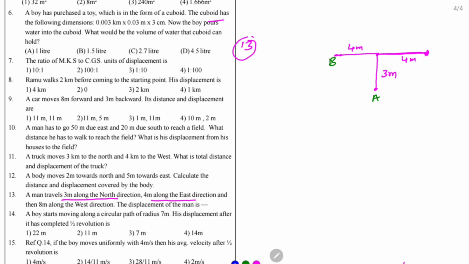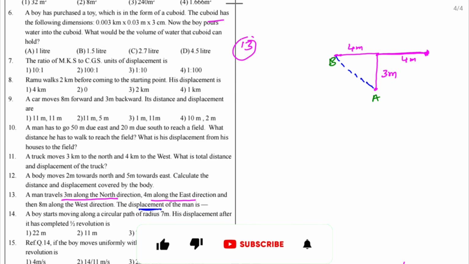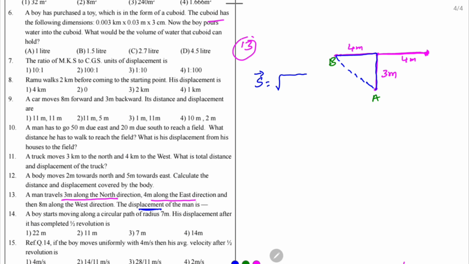Right. What we have to find here: what is the displacement of the man? Very simple. Displacement, as I said, is the shortest distance between the initial point and the final point. Here AB is the displacement. So it is a right angle triangle again, and AB is the hypotenuse. So the displacement value is square root of leg 1, 4 squared, plus leg 2, 3 squared, which is root 16 plus 9, which is square root of 25, which is 5 meters. Very simple.